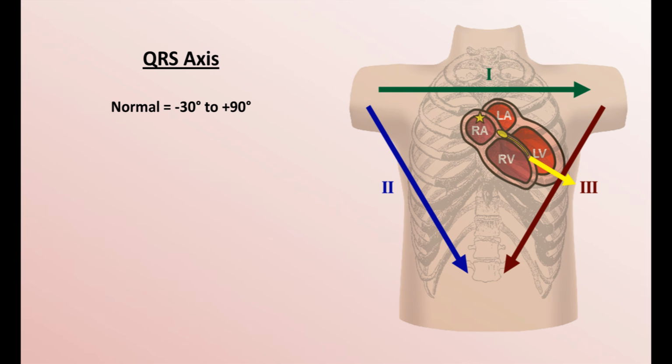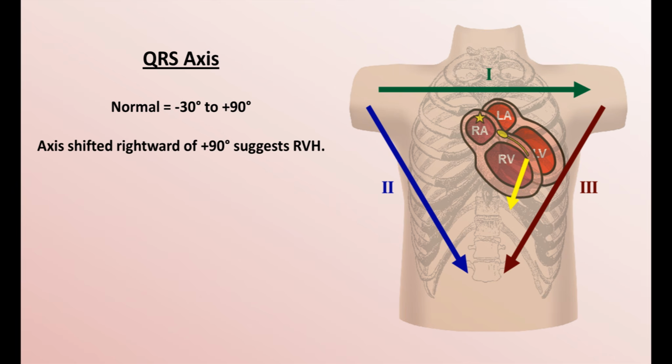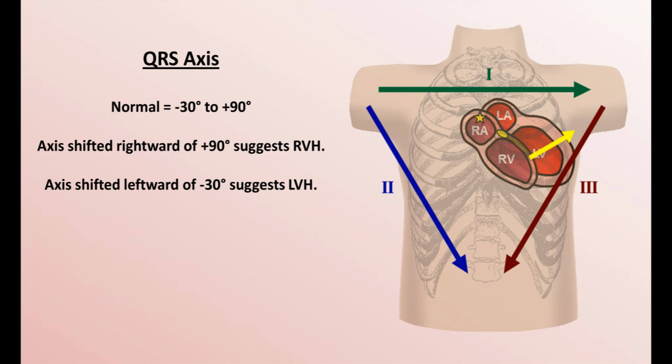In right ventricular hypertrophy, the extra muscle mass in the RV shifts the QRS axis rightward, while in left ventricular hypertrophy, the extra mass in the LV shifts the axis leftward. As with shifts in the P wave axis as a sign of atrial enlargement, an axis shift as a means to identify ventricular hypertrophy when viewed in isolation is both insensitive and nonspecific.